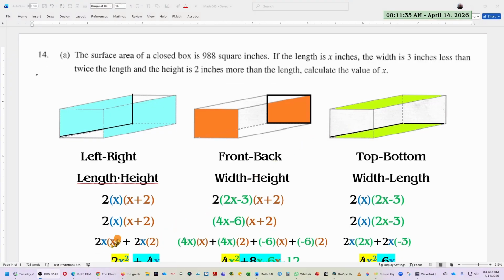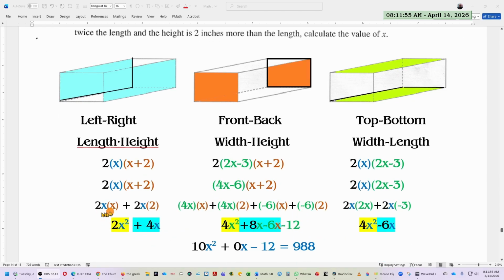So now let's consider the 2x, because we're going to multiply the 2 by the x. And this 2x has to multiply both the x and the 2. And likewise, when we go to this one, the 2x has to multiply the 2x as well as the minus 3. Okay? So when we multiply, it's going to be 2x to the power of 2. And this is going to give us 4x. This is going to give us 4x to the power of 2, 8x, minus 6x, minus 12. This will give us 4x to the power of 2. And this will give us minus 6x.